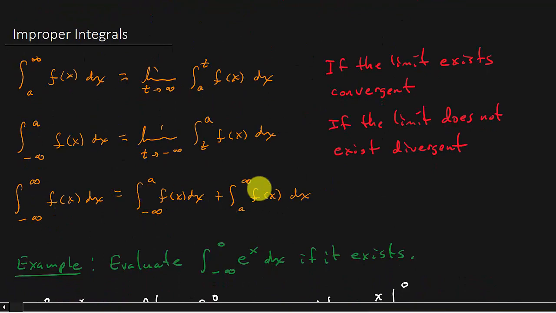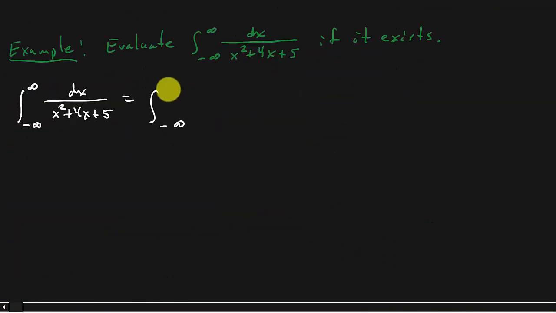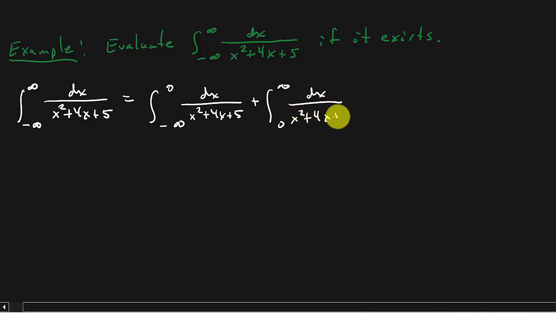That's this one. All right, and we will split it at 0. The integral from negative infinity to 0 of dx over x squared plus 4x plus 5, plus the integral from 0 to infinity of dx over x squared plus 4x plus 5. All right. So now we're going to have the limit as t goes to negative infinity.